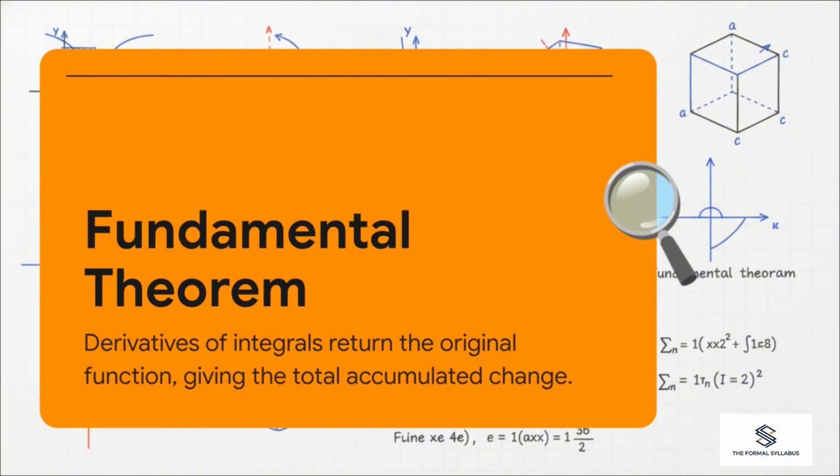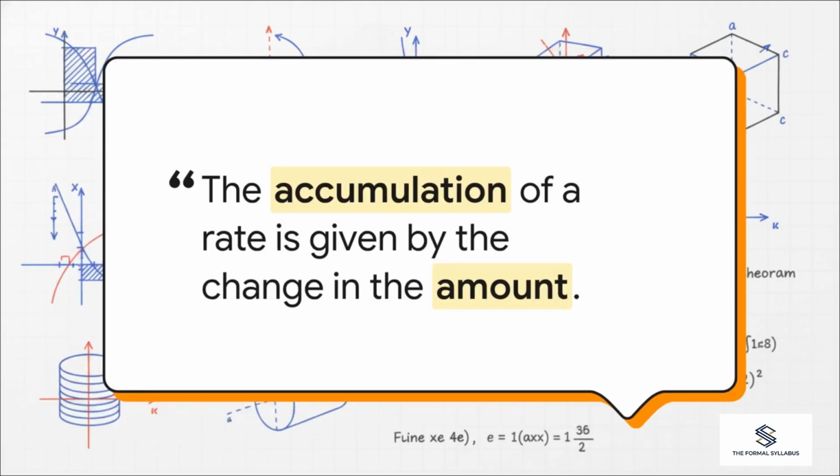Then we have the second fundamental theorem, which states that the definite integral of a rate of change gives you the total accumulated change over an interval. I actually want to read this profound, yet surprisingly plain English translation straight from our sources. The accumulation of a rate is given by the change in the amount. This is absolutely crucial. If you integrate a velocity function, which is a rate, over time, you are directly calculating physical displacement, the amount. Think about it.